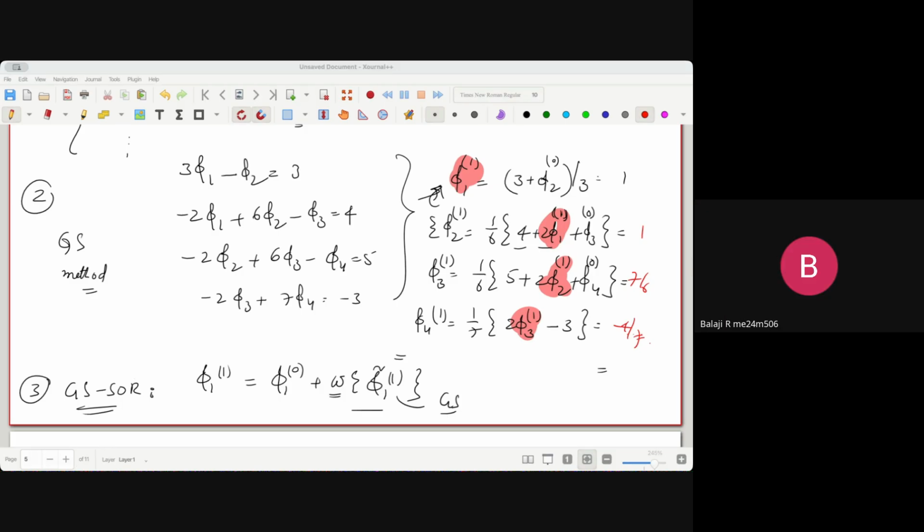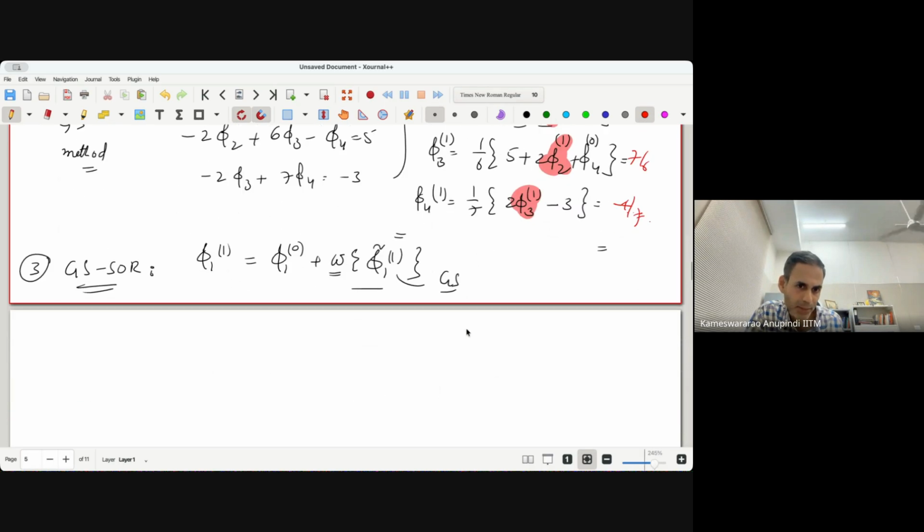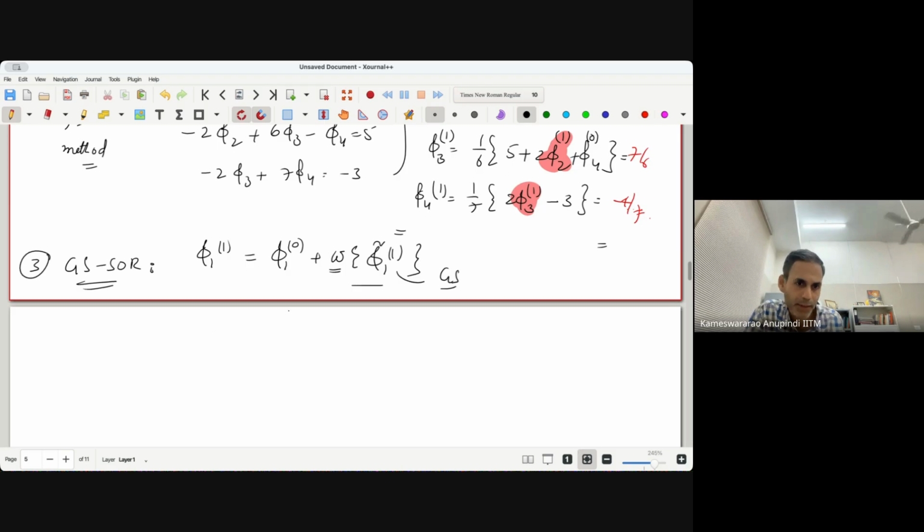Maybe his question is when we should stop the iteration. Oh, sir, when we should stop the iteration? You stop the iterations when, as I said before, your phi n plus 1 minus phi n in some norm is less than the given tolerance.